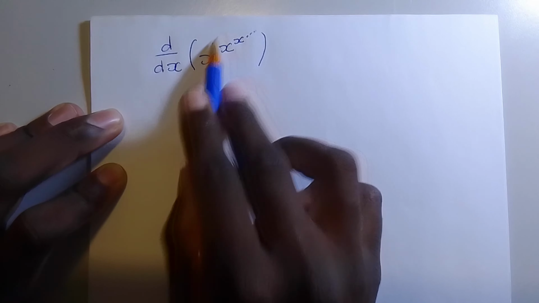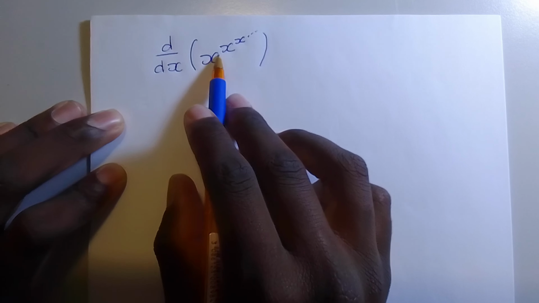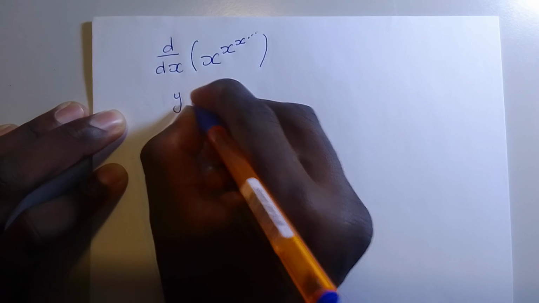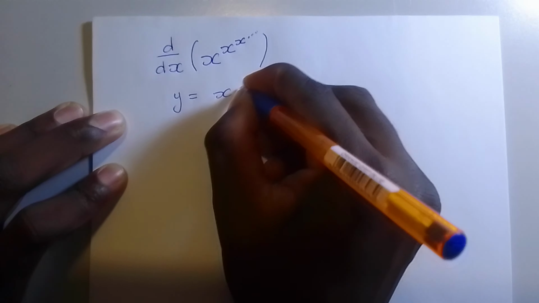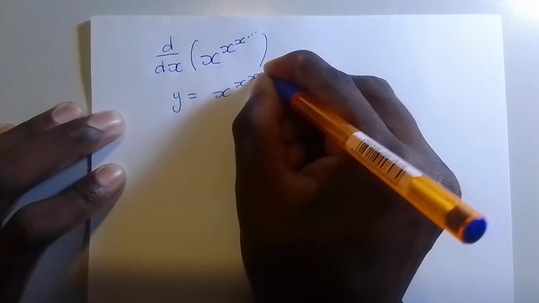So the first thing we do is let's name this function. I want to name it y. So we're going to say y is equal to x to the x to the x repeated.